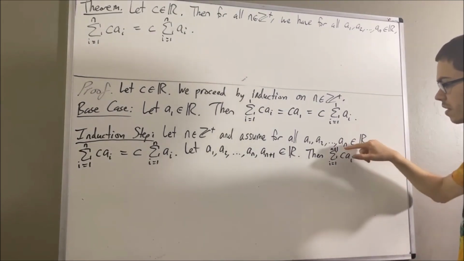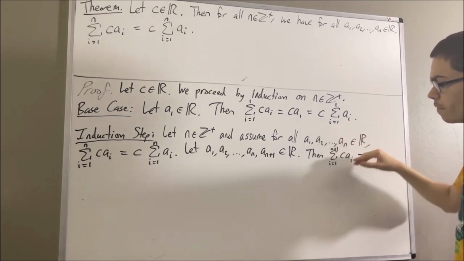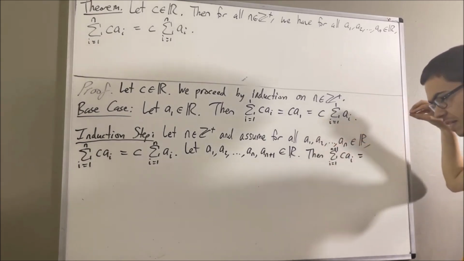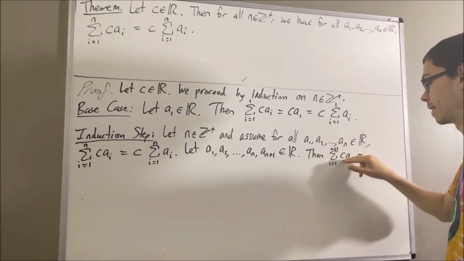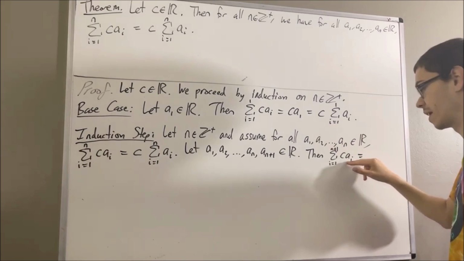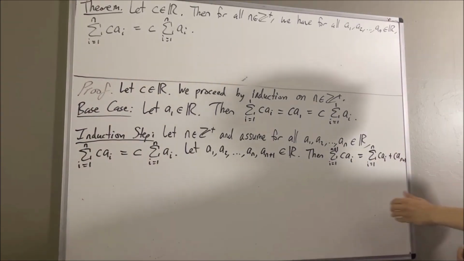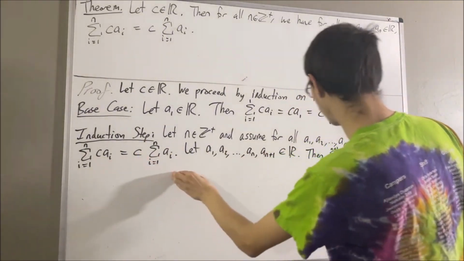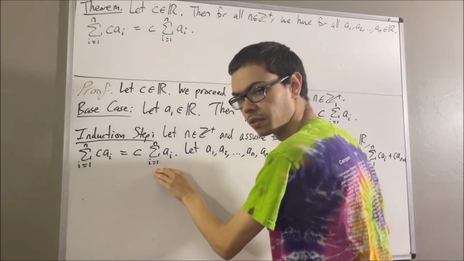Now really, since the n plus 1th term is strictly greater than 1, we can take the n plus 1th term of the sum and pull it away from the rest of the sum. So really, we can rewrite this as the sum from i equals 1 to n of c a_i plus c a(n+1). But then, we would like to use our induction hypothesis to say that this sum is really equal to this.